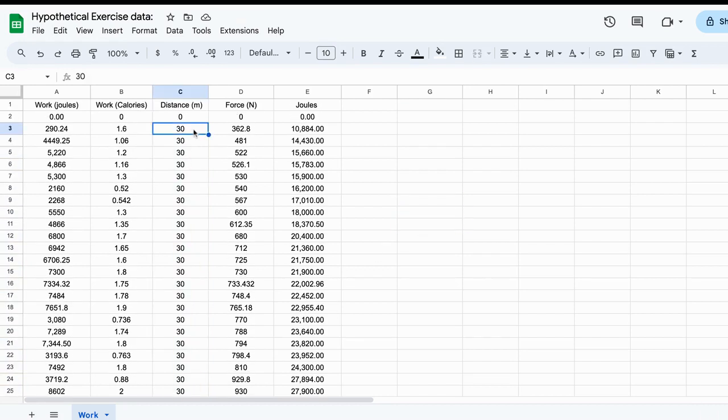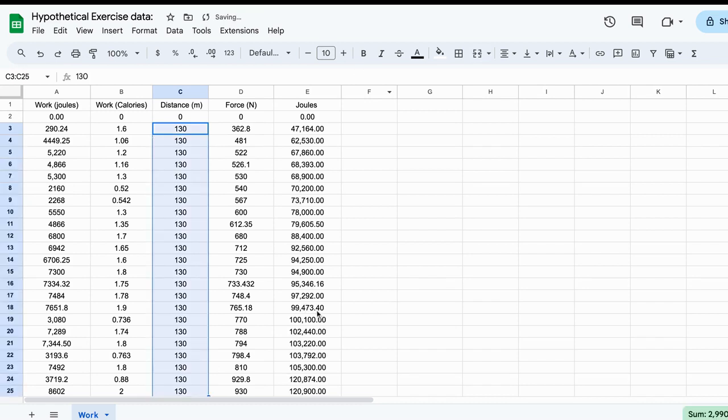You could do it for whatever you want. Let's make them go 130 meters. And everybody's joules is automatically calculated now that you've put in the formula. So please set the distance to something consistent. You get to choose how far you want to make all these people hypothetically move. And then make sure you display the new joules that are calculated by your sheets.